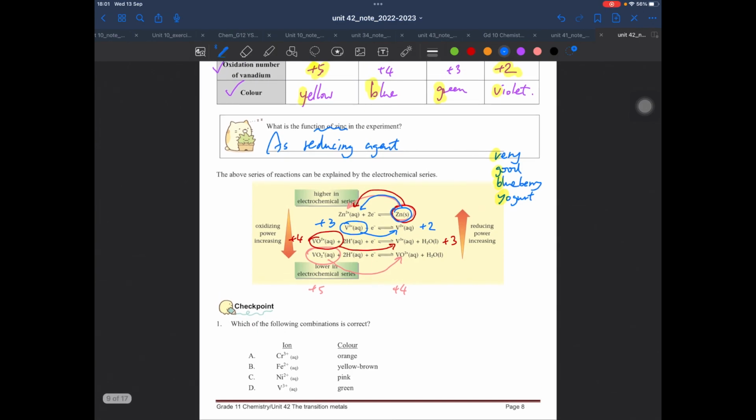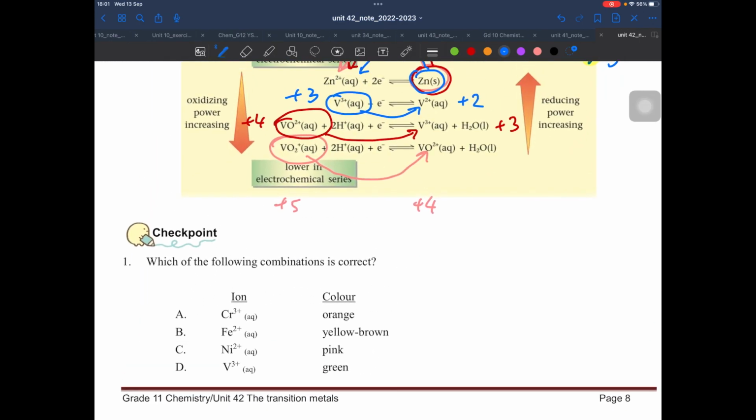Next, what is the checkpoint? So which one is correct? Oh, okay, don't be silly. Chromium 3, of course, not orange. Iron 2 won't be yellow-black. Nickel 2 won't be pink, right? So the only possible answer is D. Maybe I forgot the color of V3 plus, but I'm sure not the other one, right?